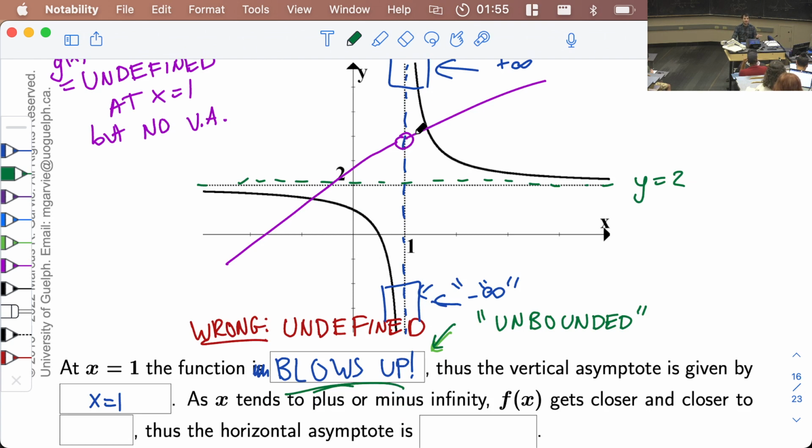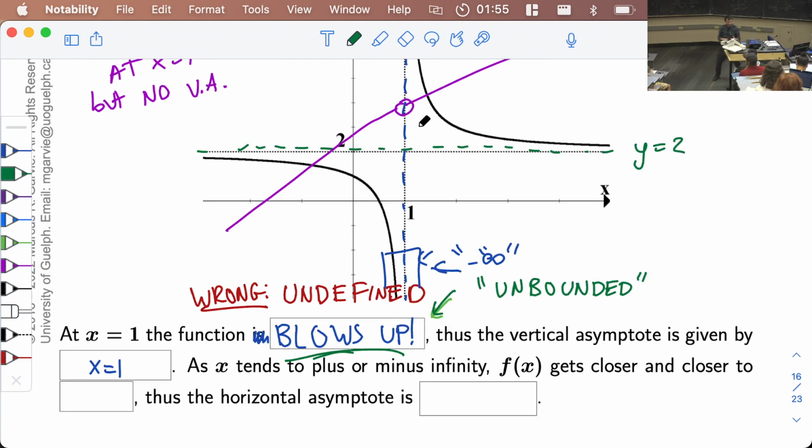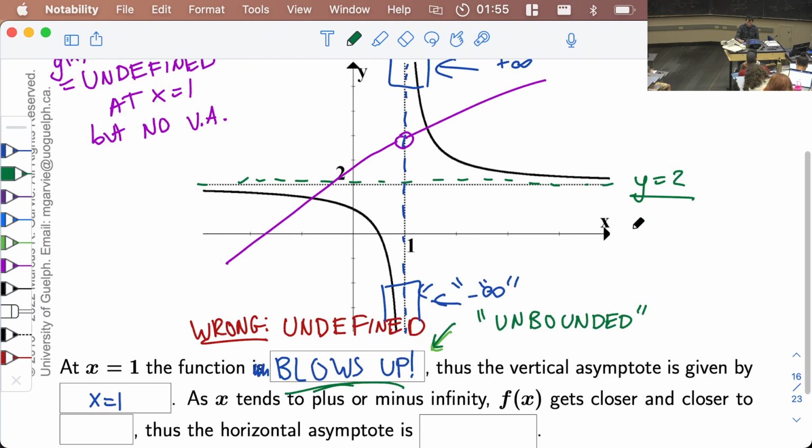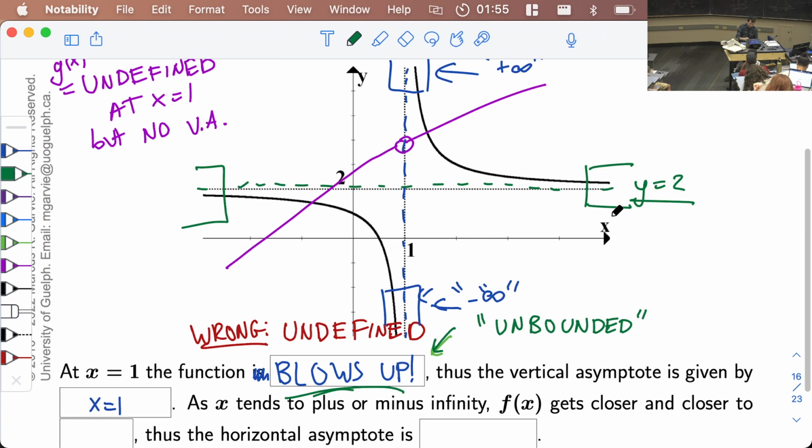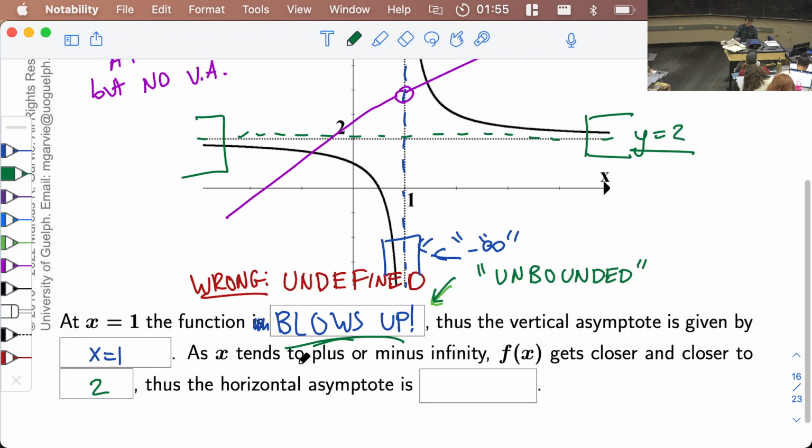I think vertical asymptotes are the trickier one. What about horizontal asymptotes? That's this green line, y equals 2. This one's more simple. As x tends to plus or minus infinity, so very large values of x, over here and over here, f of x, the height of this function, gets closer and closer to 2. This distance is tiny. Thus, the horizontal asymptote is y equals 2. So that one's not as complicated.